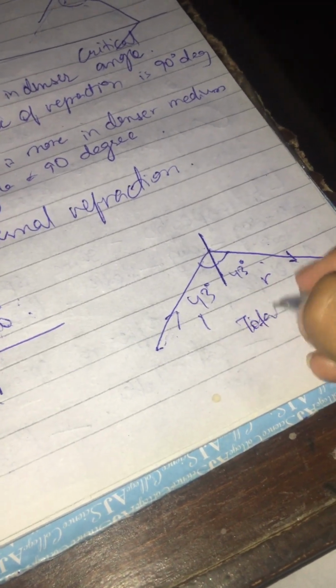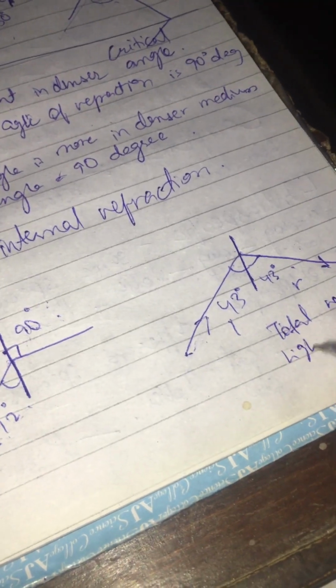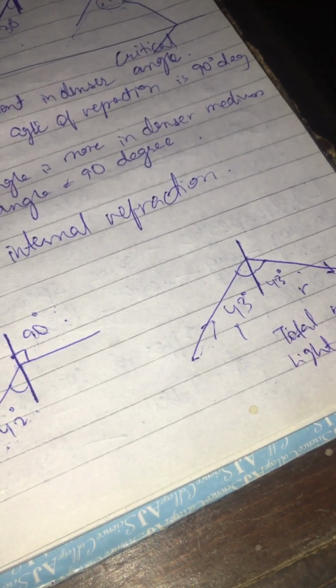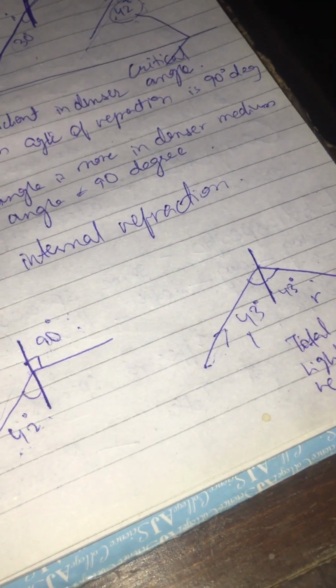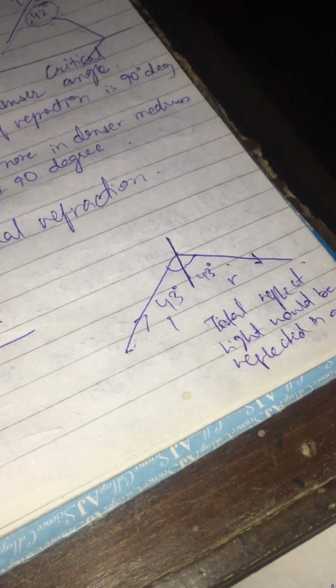Okay, or should I write? Let me write: total light would be reflected in which? In a glass. Okay, there was a 43 angle and it was refracted, so this means there would be no refraction. So now what is the definition of this?